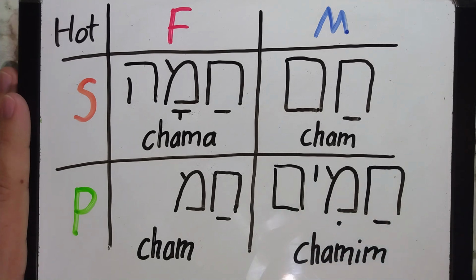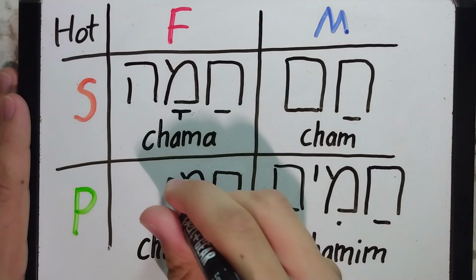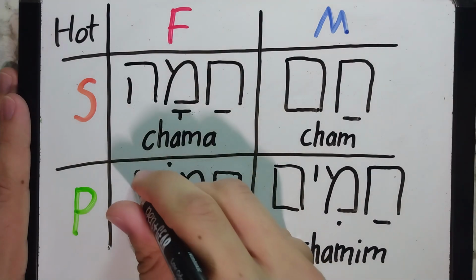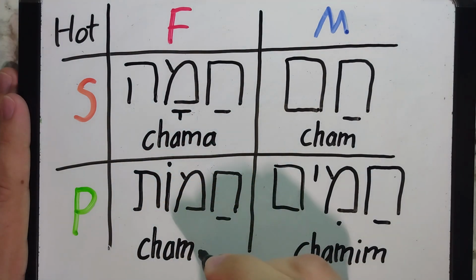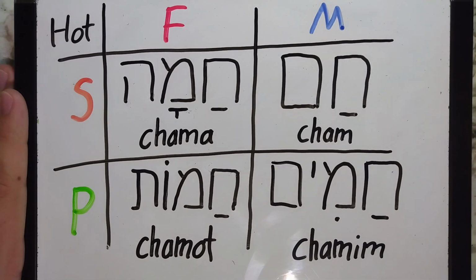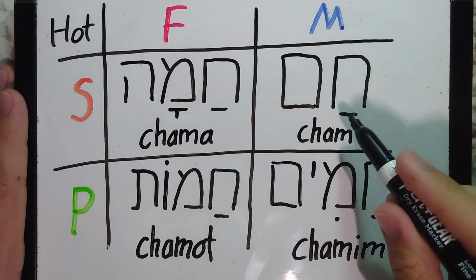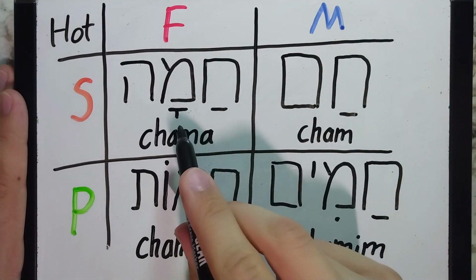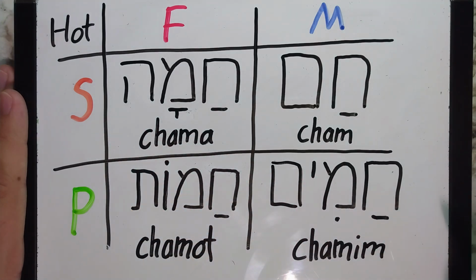The form chamim is not only masculine plural, but it is also used with mixed groups of both masculine and feminine things. And the final form of cham will be the feminine plural form. To make that, we will add the ending vav with cholam and tav onto the end of cham to make an ot ending. So the feminine plural version of cham is chamot. So these are the four forms of a Hebrew adjective. Masculine singular with no ending, cham. Feminine singular with the ah ending, chama. Masculine plural with the im ending, chamim. And feminine plural with the ot ending, chamot.